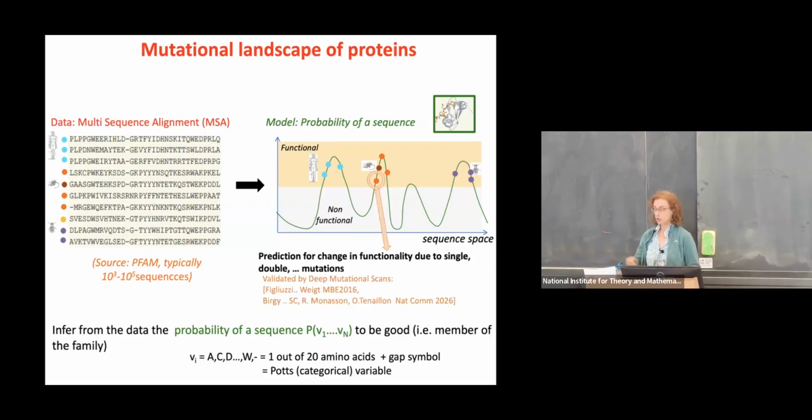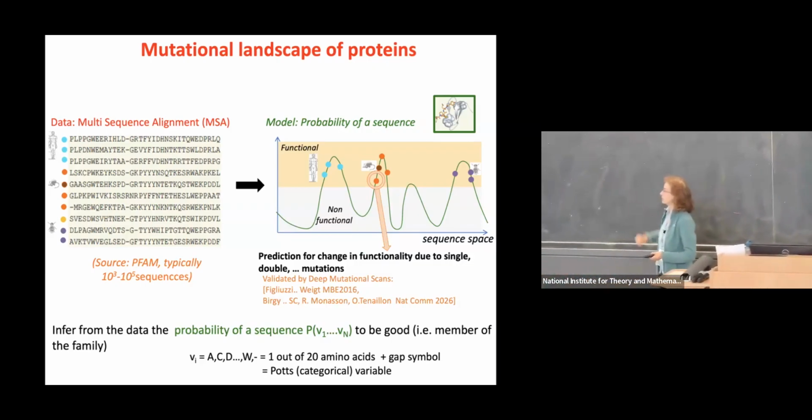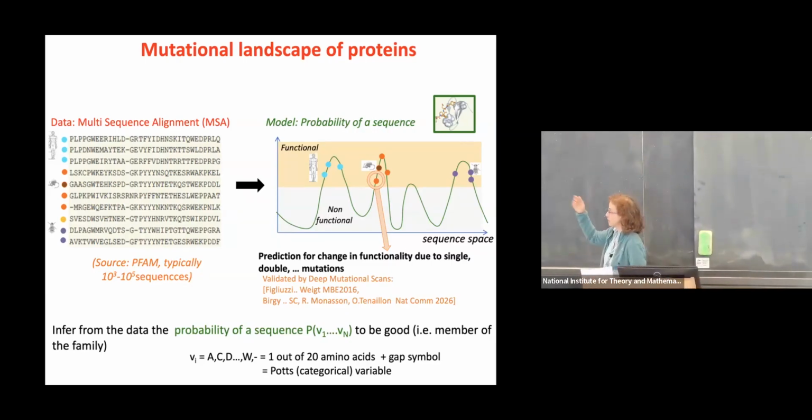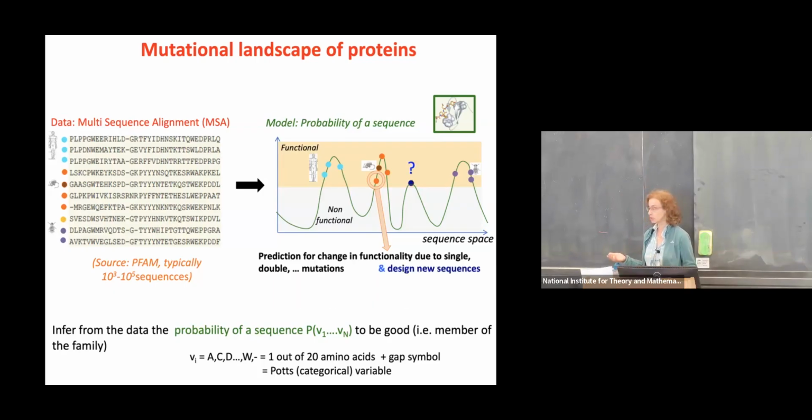For example, you can predict what happens if you change a few amino acids on a given wild type. You predict the change in functionality when you do single or double mutations around a wild type. This is really similar to what Joe was studying. And then you can also sample from this probability, and when you do, you obtain new sequences which have not been sampled through evolution. So you design new sequences.